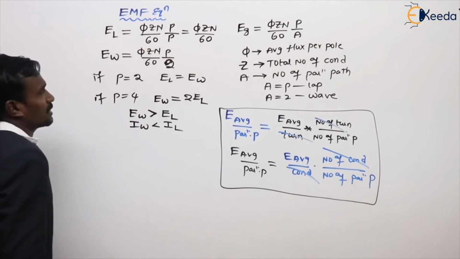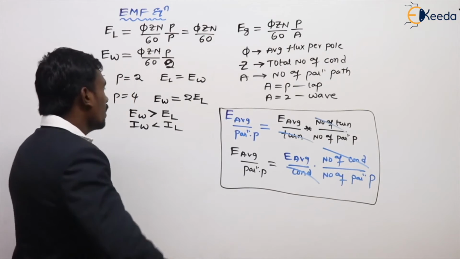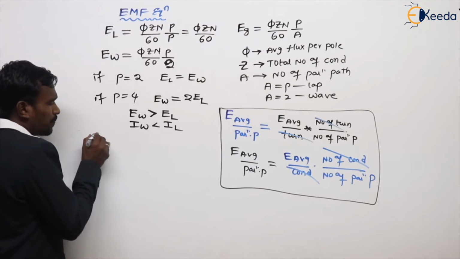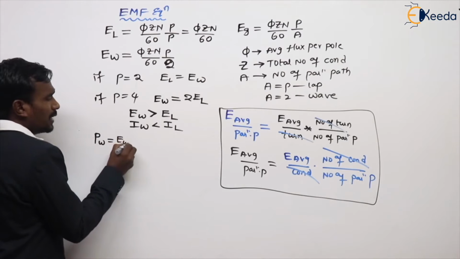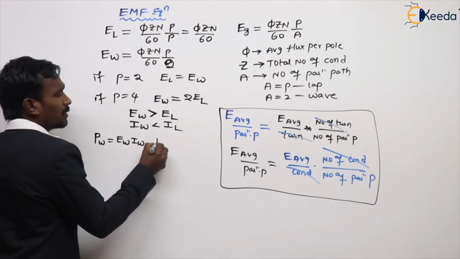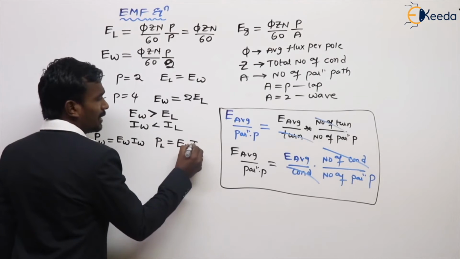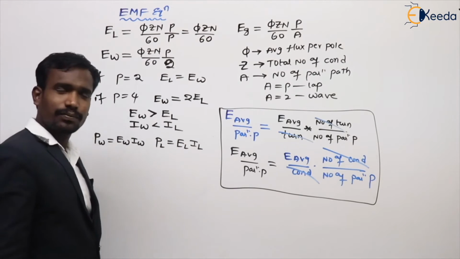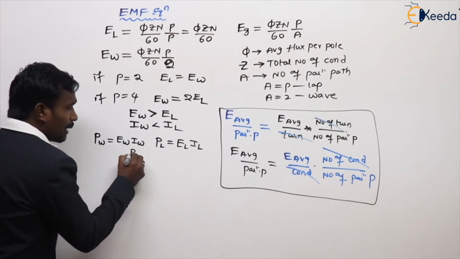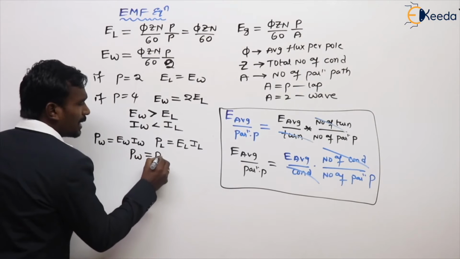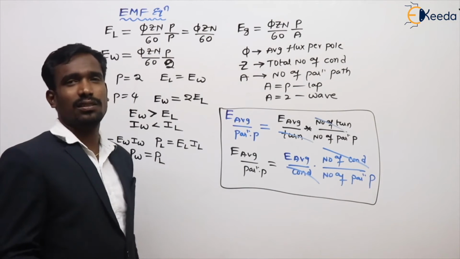Now next, what is next? Can you tell me what I have to do here? Now let's see. For example, the power in wave winding is nothing but Ew and Iw. The power in lap winding is nothing but El and Il. This is generally so. Is it okay? So generally the power is constant in lap winding and wave winding, but voltage and currents change.